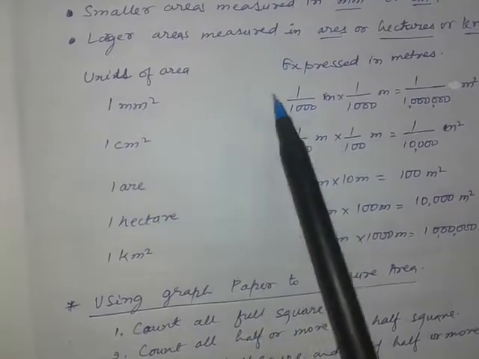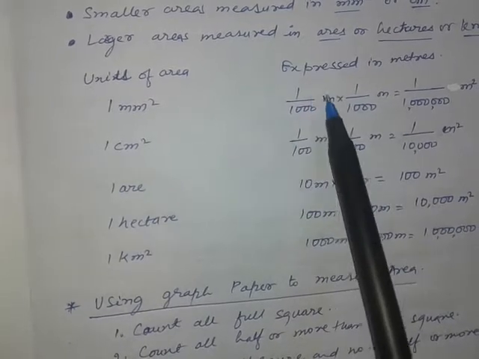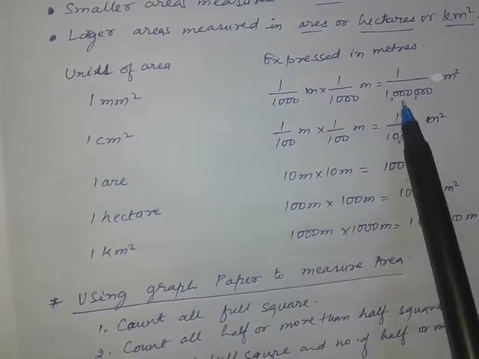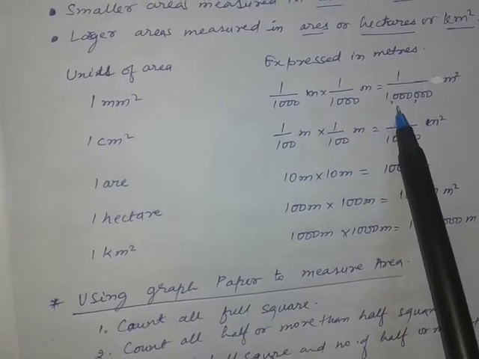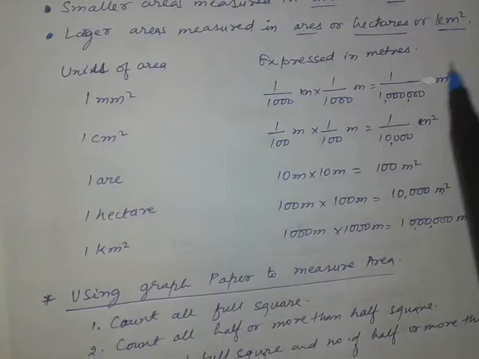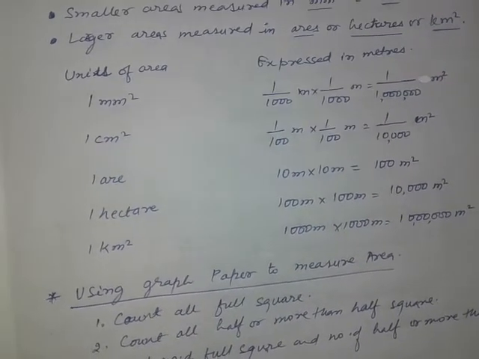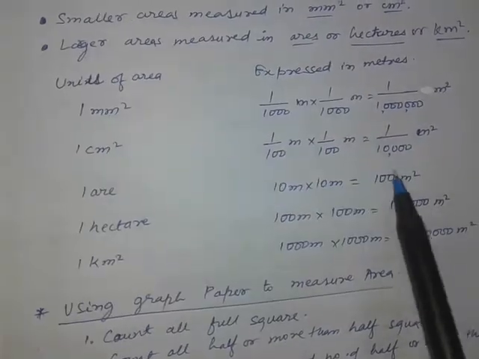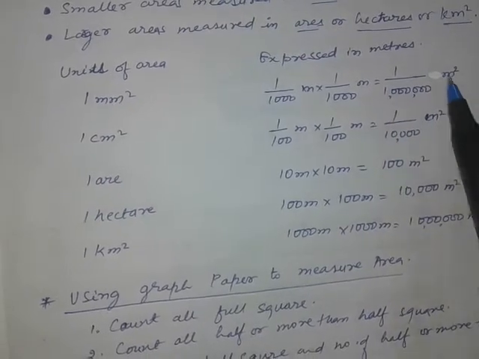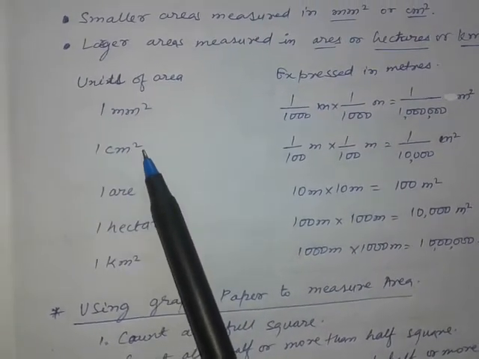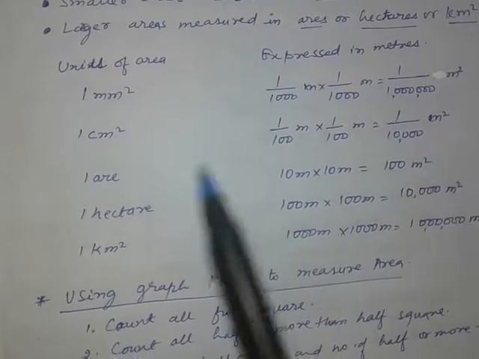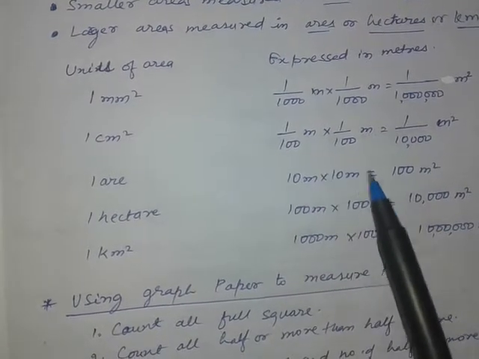Now how to express these in meters. 1 millimeter is 1 by 1000 meter, so 1 millimeter square is 1 by 1000 meter into 1 by 1000 meter, which equals 1 by 1 billion meter square, or in the Indian system 1 by 10 lakh meter square. 1 centimeter square equals 1 by 100 meter into 1 by 100 meter, that is 1 by 10,000 meter square. 1 acre equals 10 meter into 10 meter, that is 100 meter square.